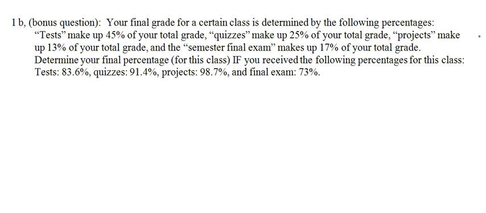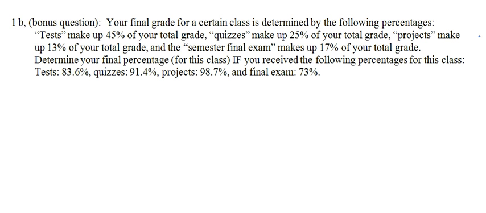Your final grade for a certain class is determined by the following percentages. Tests make up 45% of your total grade. Quizzes make up 25% of your total grade. Projects make up 13% of your total grade. And the semester final exam makes up 17% of your total grade. Determine your final percentage for this class if you receive the following percentages for the class. So your test, you got 83.86%.